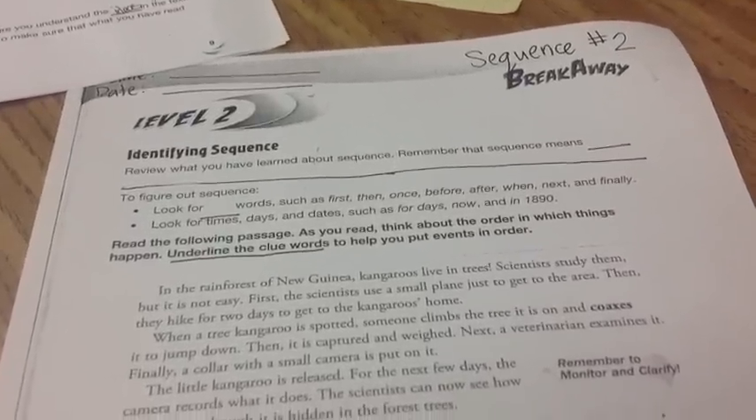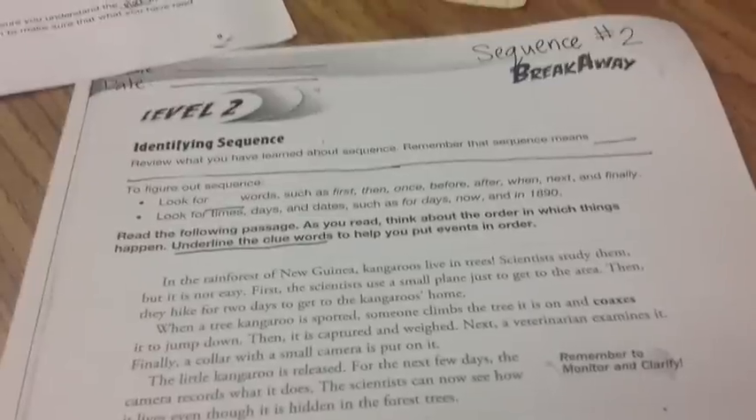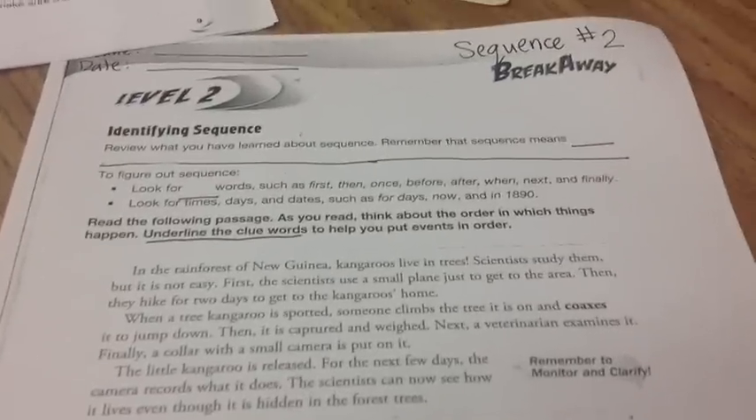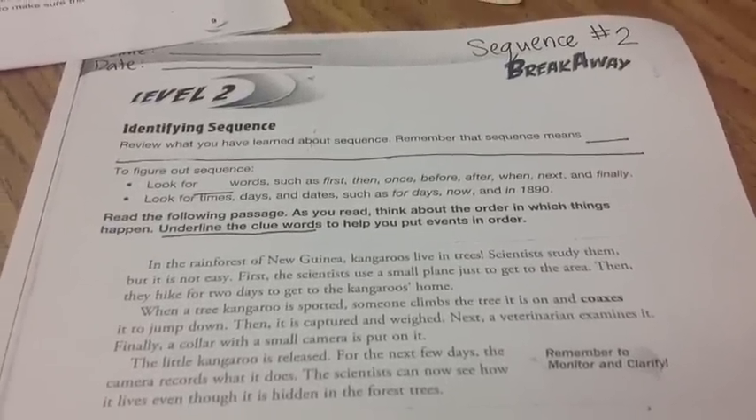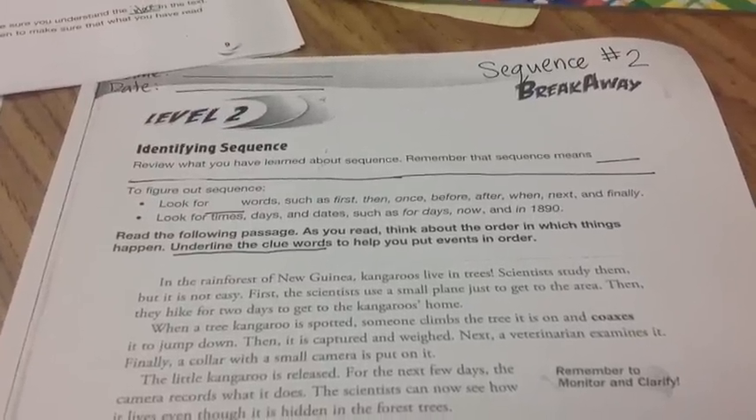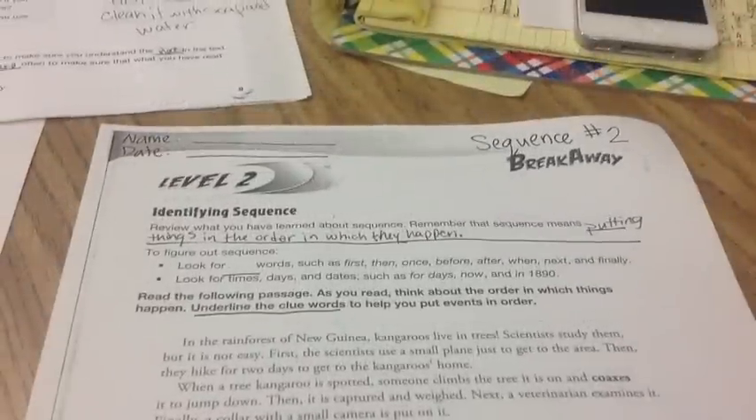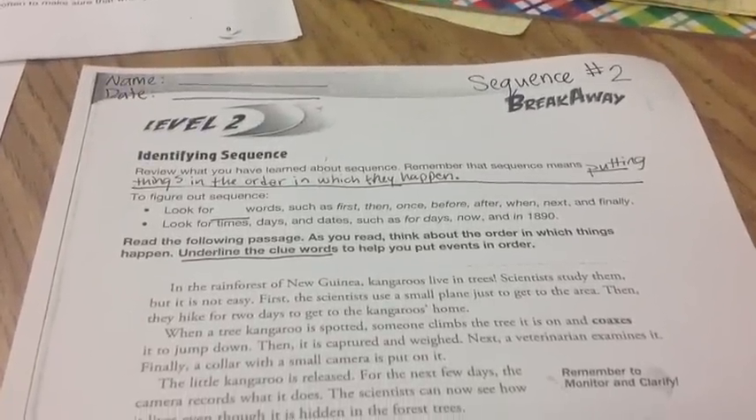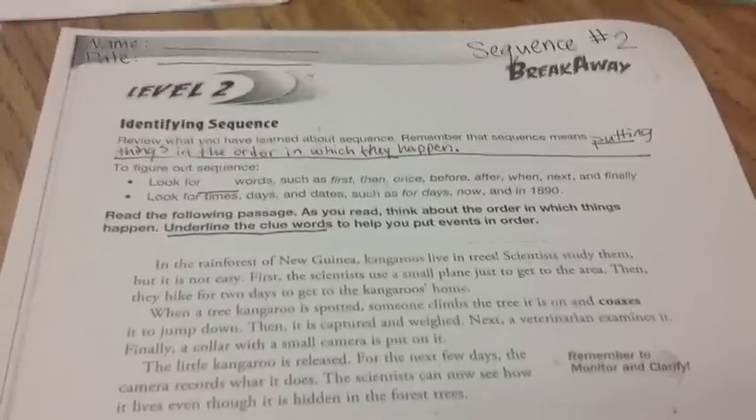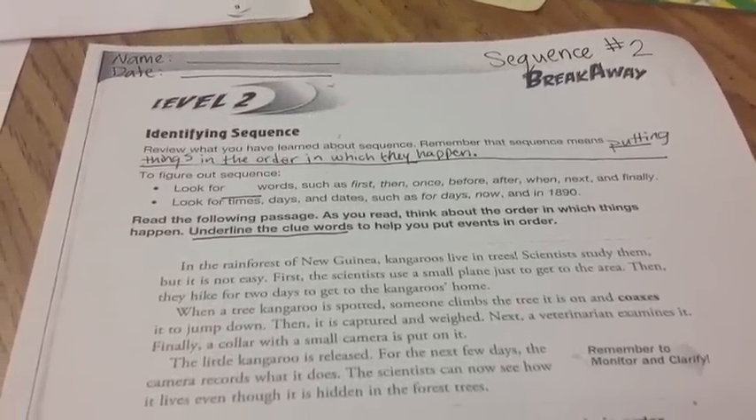Identifying sequence. Review what you have learned about sequence. Remember that sequence means, think about what it means, and I'm going to write it in, and then I'm going to let you copy. Go ahead and push pause once the definition is available so you can write it down. Hopefully you remembered that sequence means putting things in the order in which they happen. So you should make sure you have that definition written down.